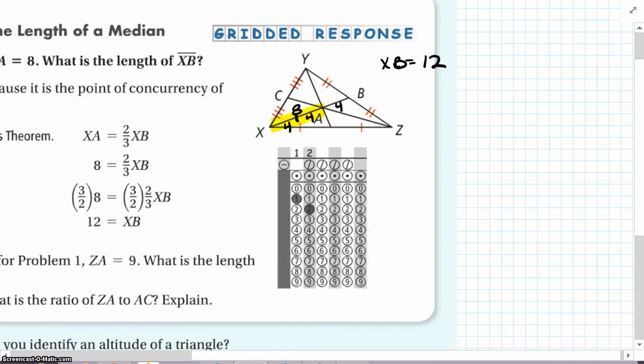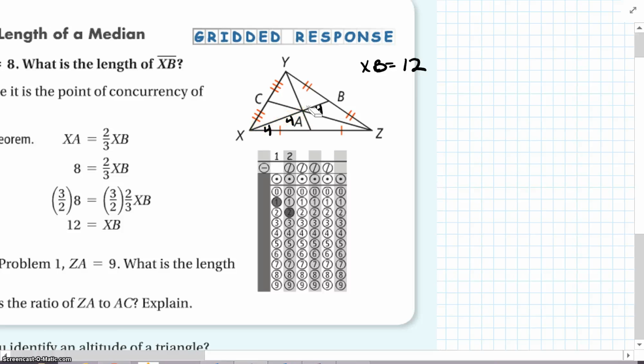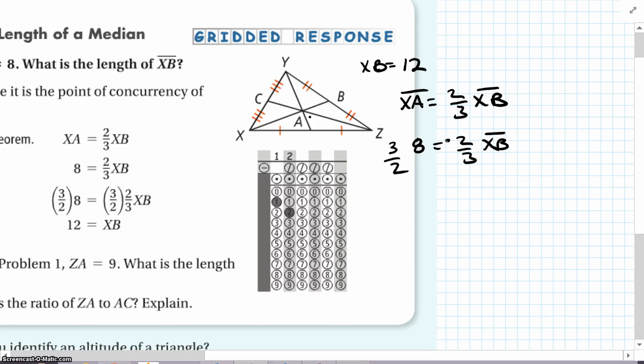If you wanted to set up the equation, it would look like this. Segment XA is equal to 2/3 the entire length of XB. We know XA is 8, so 8 equals 2/3 XB. Multiply each side by the reciprocal, so multiply each side by 3 over 2. The right side cancels, and I get 12 equals segment XB.